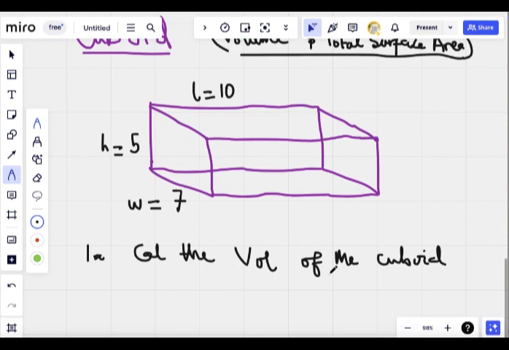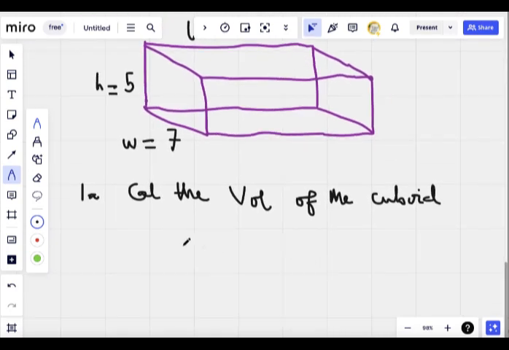Now the volume is easy because volume is length times width times height. As simple as that. The volume of a 3D shape is simply the length. If it's a cube, we say length times length times length because all sides are equal. But for a cuboid, we say length times width times height. That will give us the volume of this cuboid.